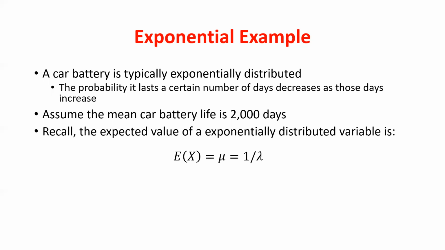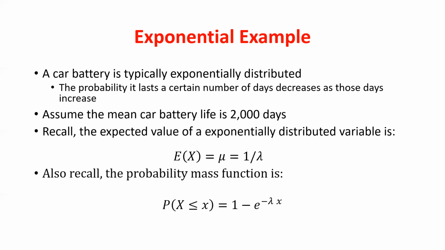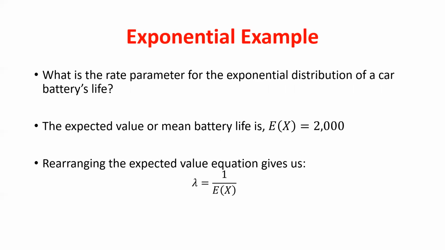So we've got our mean, which is 2,000. If I rearrange this, my lambda is going to be 1 over 2,000, right? Or what, 0.00005? Or four zeros, am I looking at that right? No, add a zero. 0.0005. So I've got my lambda.